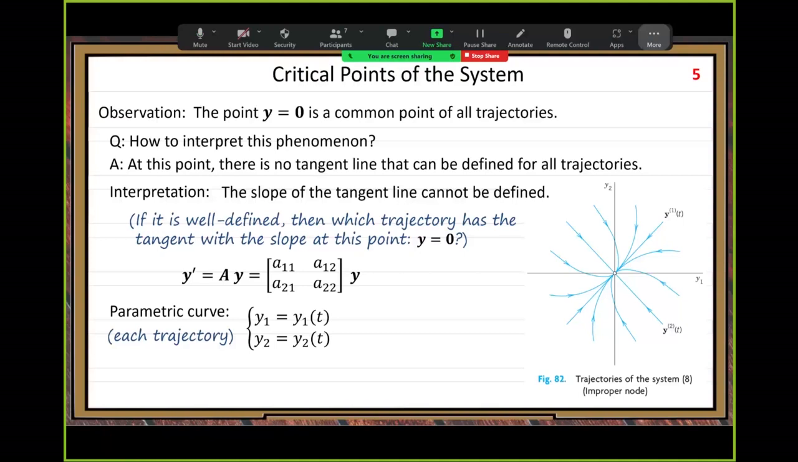Here, let me draw a graph. Suppose I draw one trajectory, the curve, with axes x1, x2. Now we want to draw a tangent line at point t. The question: how to calculate the slope?